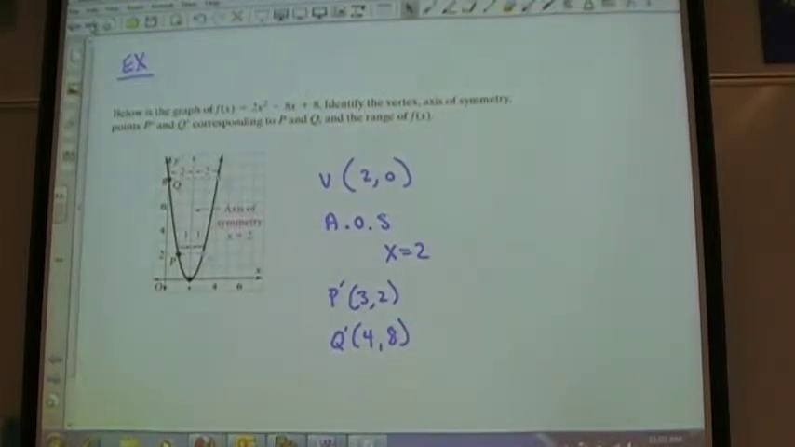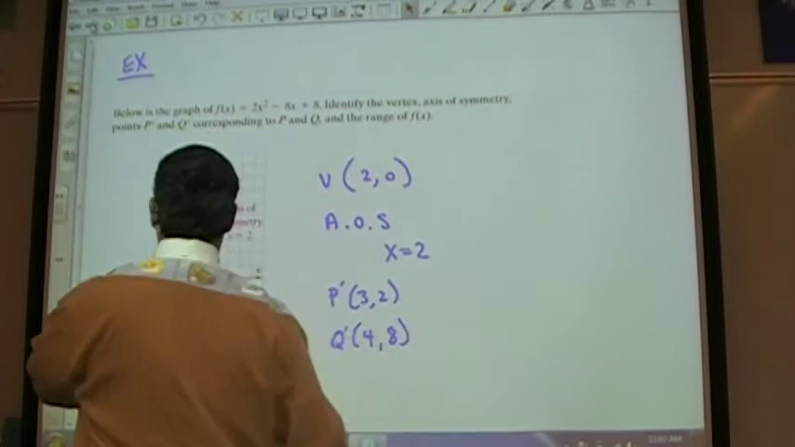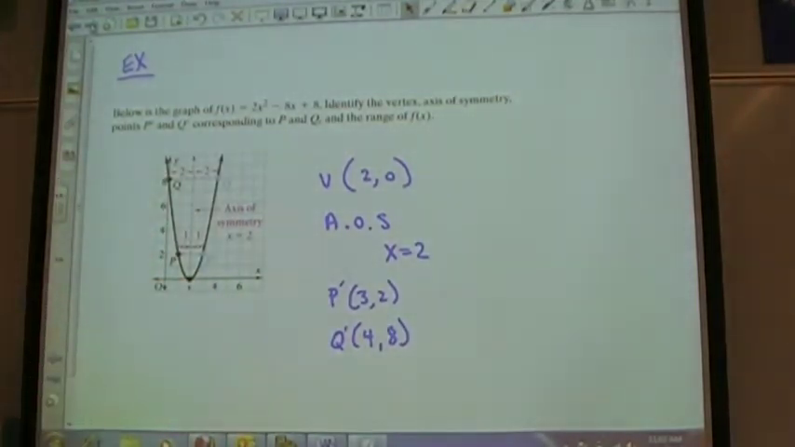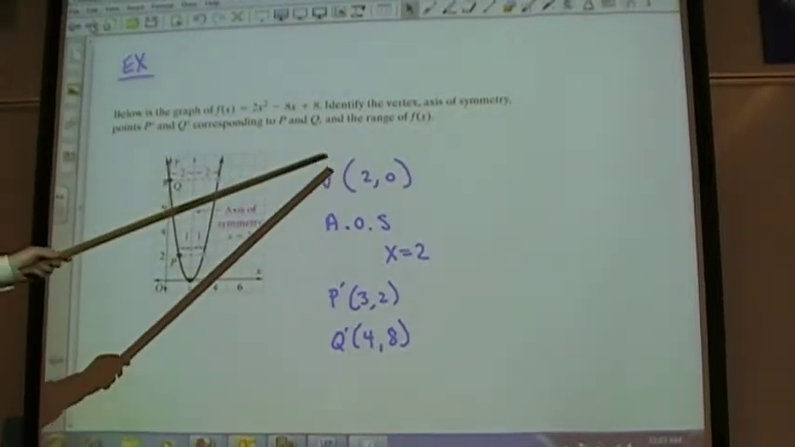Next example. Below is the graph of f of x equals 2x squared minus 8x plus 8. Identify the vertex, axis of symmetry, and points P prime, that symbol stands for prime, and Q prime, corresponding to P and Q, and the range of f of x. So, just by looking at it, the vertex is this point at the bottom. Vertex is the point that both sides come to. So, we should be able to look at this and tell the vertex is 2, 0.